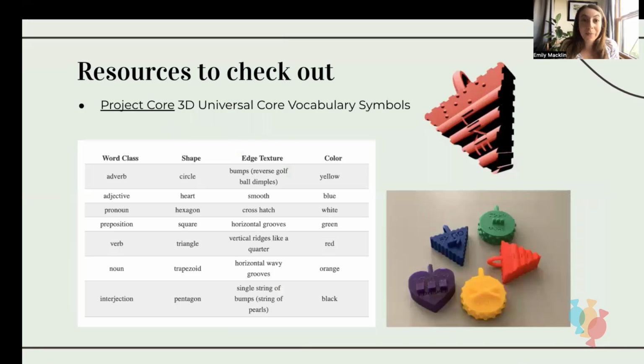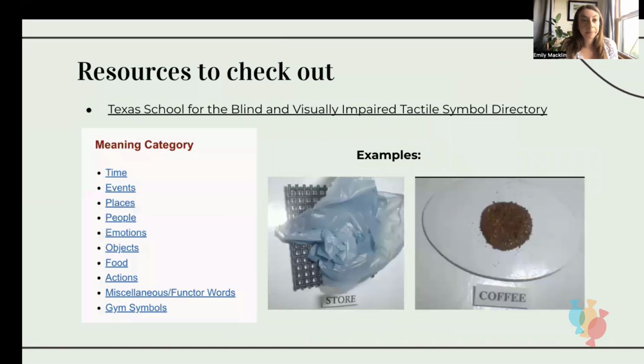Project Core, as I talked about, with those 3D printed symbols, they have different textures around edges, shapes, word classes, colors. So if you're accessing just with your tactile sense or with vision as well, those are meeting those needs. And then right on their website, they have instructions to 3D print the symbols. So really an interesting option if applicable to the person you have in mind.